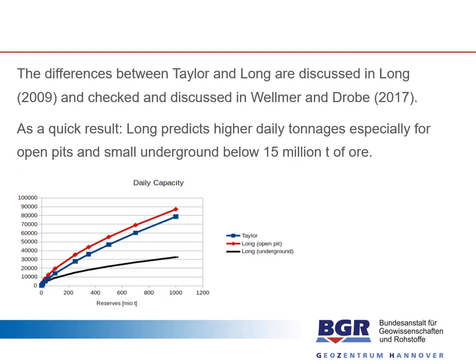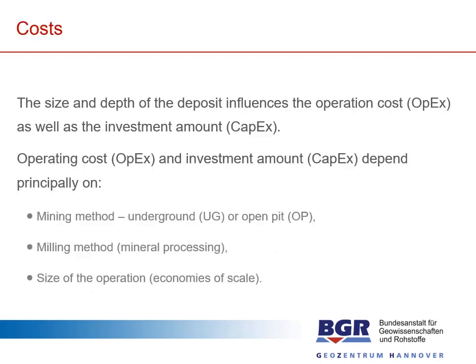The formula of Taylor gives a value that is somehow in between, but it's not differentiating between open pit and underground mining, and that is one of the big advantages of the formula of Long, which is simply more precise. As a quick result, one can say Long predicts higher daily tonnages, especially for open pits and small underground mines below 15 million tons, and for bigger tonnages the underground mines have a lower tonnage, but the open pits still have a far higher tonnage compared to the data from Taylor.